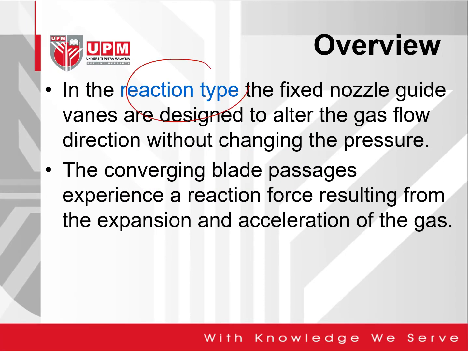For the reaction type of turbine, the fixed nozzle guide vanes are designed to alter the gas flow direction. So the gas flow is directed into a certain direction without changing the pressure. The converging blade passages experience a reaction force resulting from the expansion and acceleration of the gas. So it is slightly different compared to the impulse type of turbine.